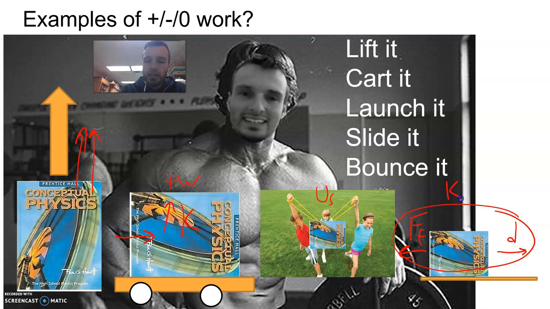The book has kinetic energy. Friction is doing negative work on the book. And what does that mean? That means that energy is being taken away from the system of the book. And so that's why it eventually slows down and stops.